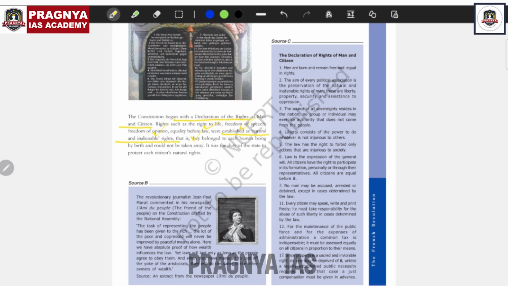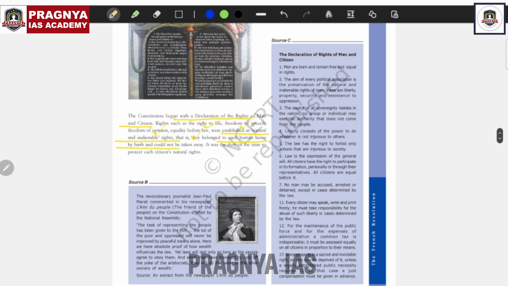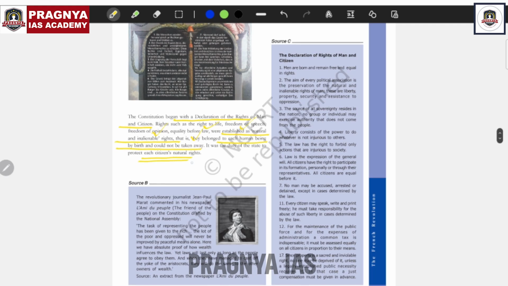That is, the state also cannot take these away. They belong to each human being by birth and cannot be taken away. It is the duty of the state to protect each citizen's natural rights.